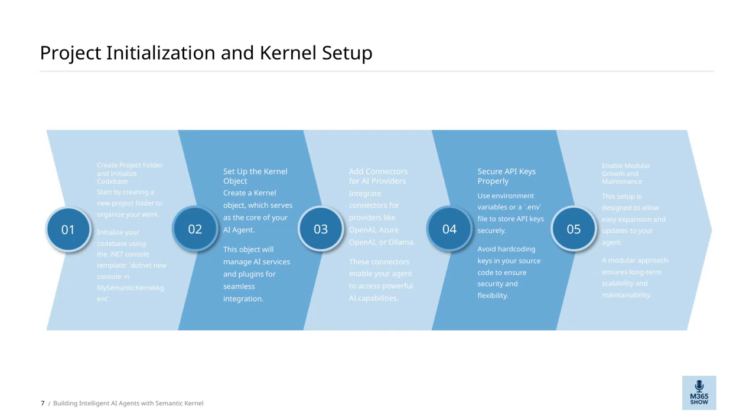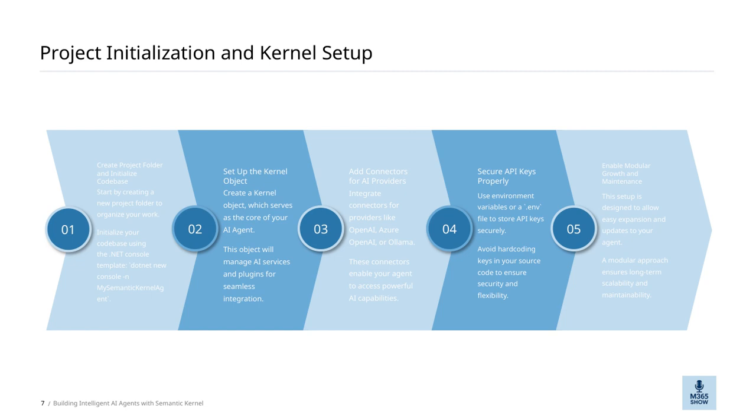Let's start with the basics of project initialization and kernel setup. First, it's important to create a new project folder. This helps keep your work organized from the very beginning. Once you have your folder, you'll initialize your codebase using the .NET Console template. You can do this with a simple command: dotnet new console -n MySemanticKernelAgent. This sets up a solid foundation for your AI agent project.